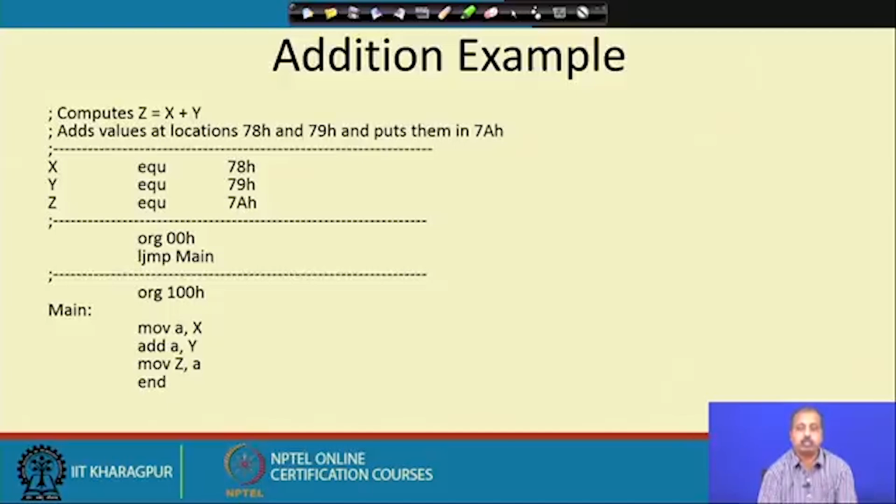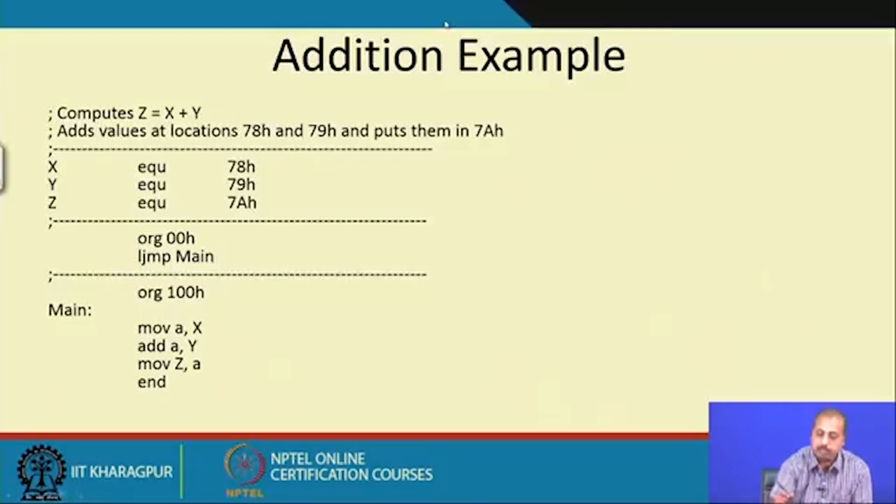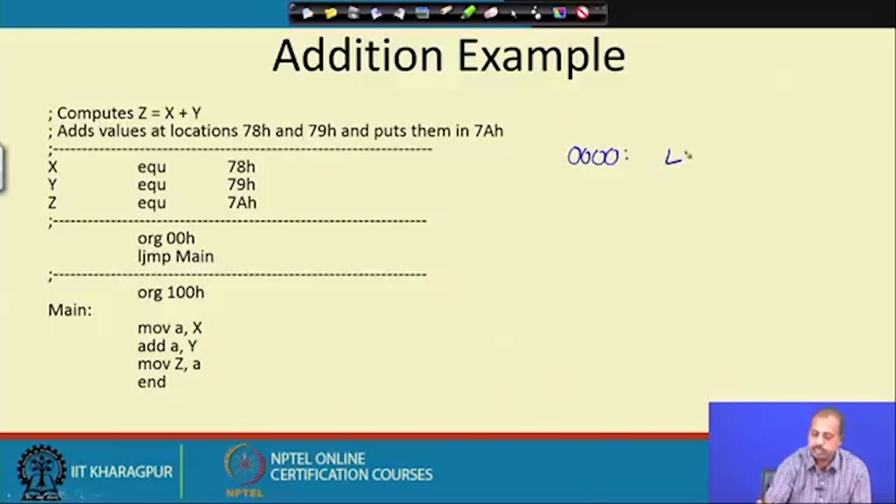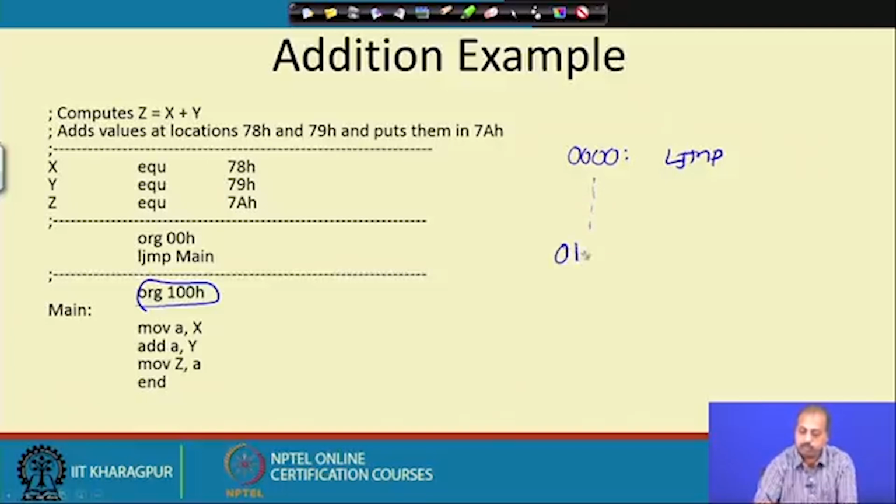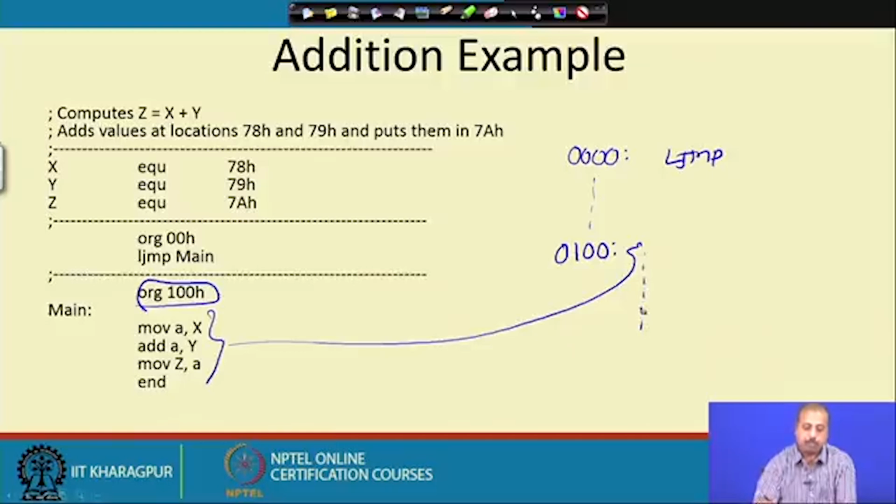So, when the program is loaded, the first instruction LJMP main will be at location 00 hex. If you look into the memory map, at location 0000 it will put the instruction LJMP main. Before that main we have ORG 100, so from location 0100 my actual program starts. There I have MOV x and all these codes, starting from this point onwards. So, when we start the system, it should go to location 0100.